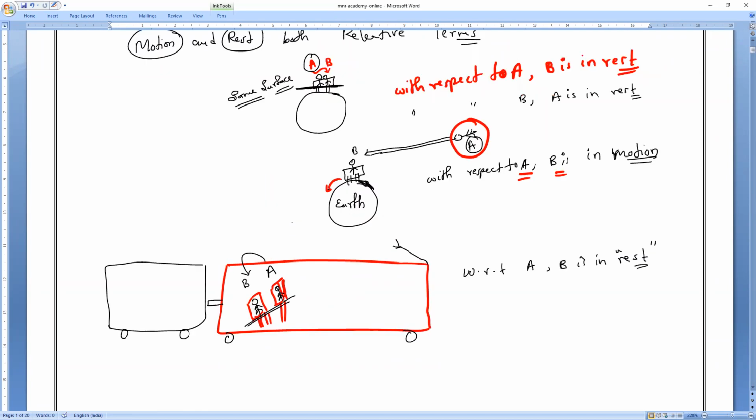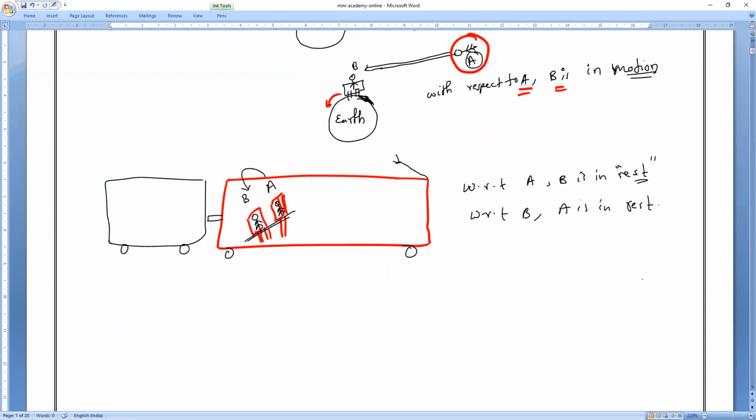So if they are seeing from the same surface, then with respect to A, B is in a state of rest, and in the same way, with respect to B, A is also in a state of rest. Clear? Now, for example, C is a person who is standing on the platform. Observe very carefully. Now the train is passing in front of you. A and B are our observers.